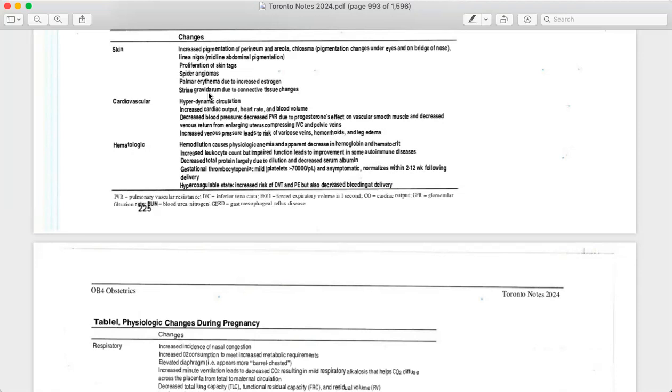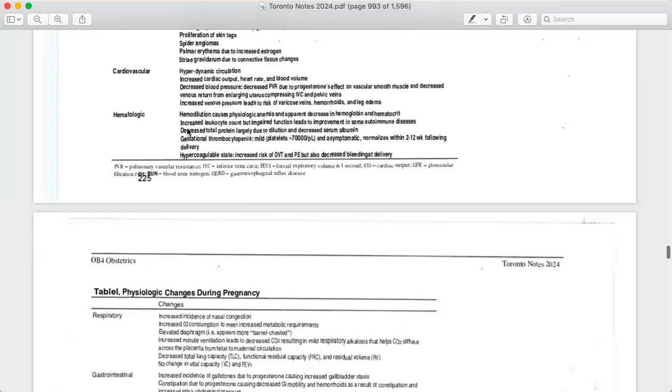But if you don't know how striae gravidarum looks like, you will keep on thinking this might be some certain type of skin condition, and you will write some steroid or something like that. So that's why you need to know how they look like. Then coming to cardiovascular: hyperdynamic circulation, increased cardiac output, decreased blood pressure, and increased venous pressure.